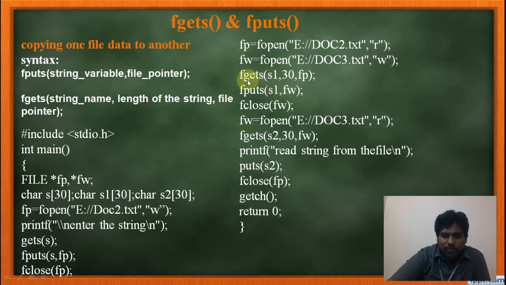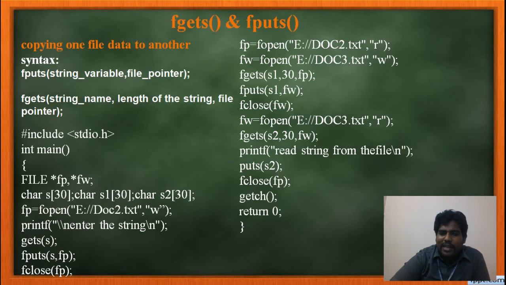All of you got it? fgets of, from where am I going to get it? From fp, that is doc2.txt. How many characters am I going to get? What's the size of the string? 30. The size of the string is 30. Where do I save it? In s1. For that only I declared this s1. Inside the s1 now, which one is there? Good morning is there.